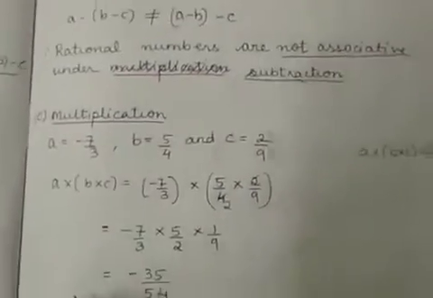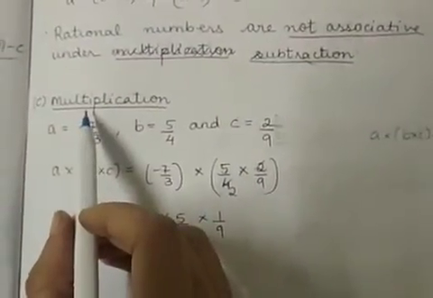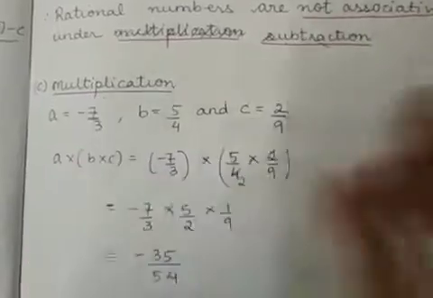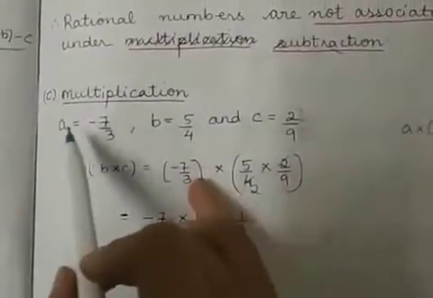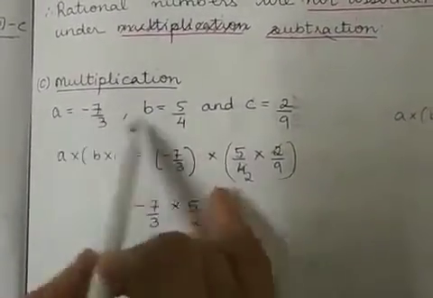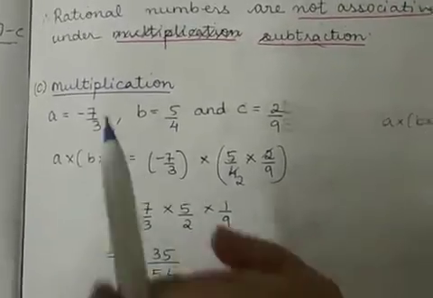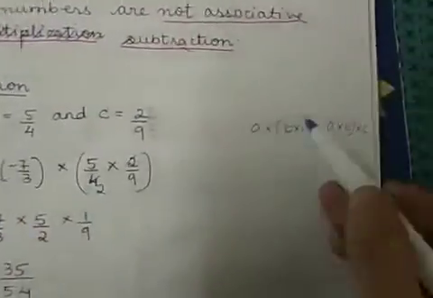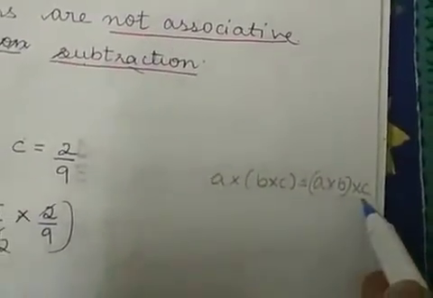Now let us go to the third operation, which is multiplication. So let us take a, b and c as these three numbers. If associativity holds true, then this condition has to be satisfied.